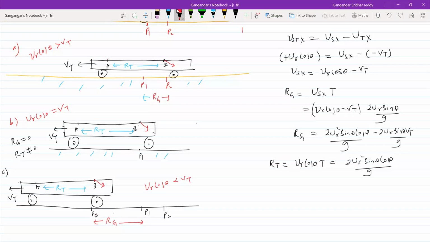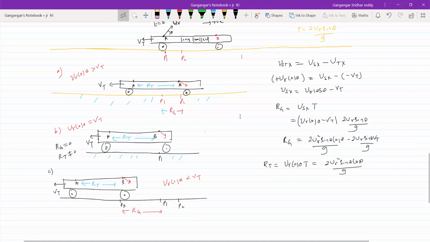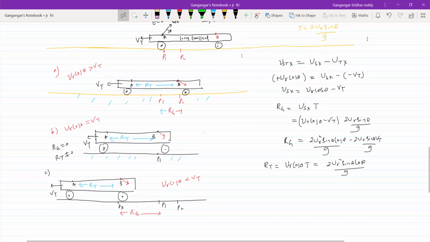Time of flight is the same for all the cases. What is the time of flight? 2 u sin theta by g. No change in time of flight. Only the range is going to change. Okay, the total question.